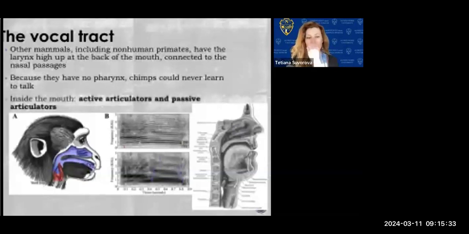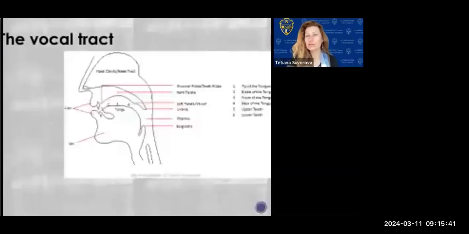Okay, so inside the mouth, we differentiate active articulators and passive articulators, the organs which participate actively and passively. As far as you understand, the sound is produced by a huge number of organs, by a system of organs participating, and thus given that volume of the sound, which we can characterize from different aspects.